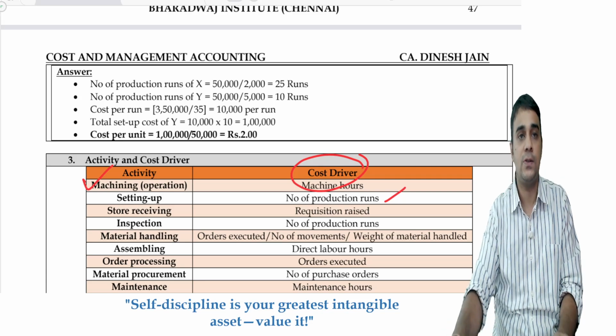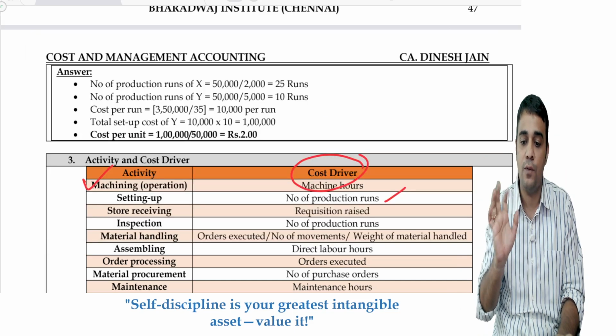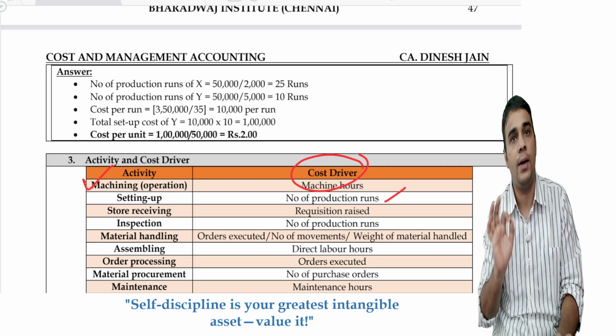Clear? With this, my activity-based costing chapter is over. A 10-mark question will mostly be coming in the exam.